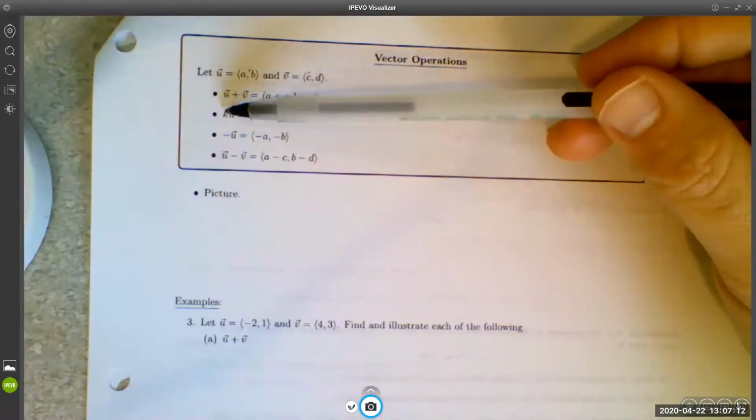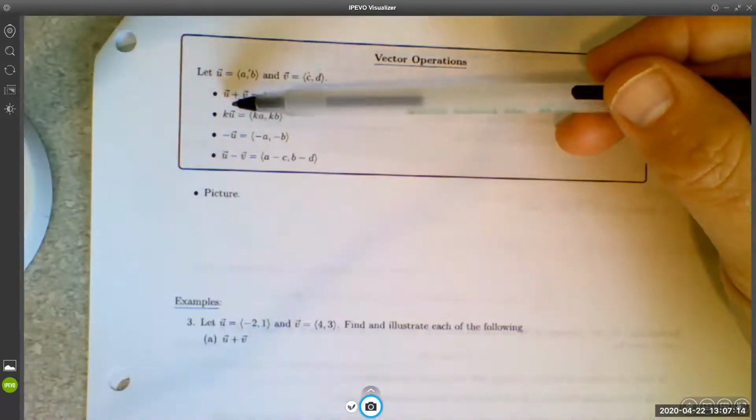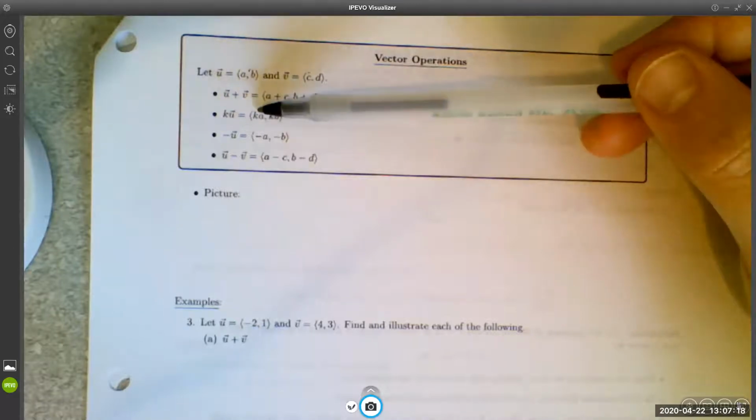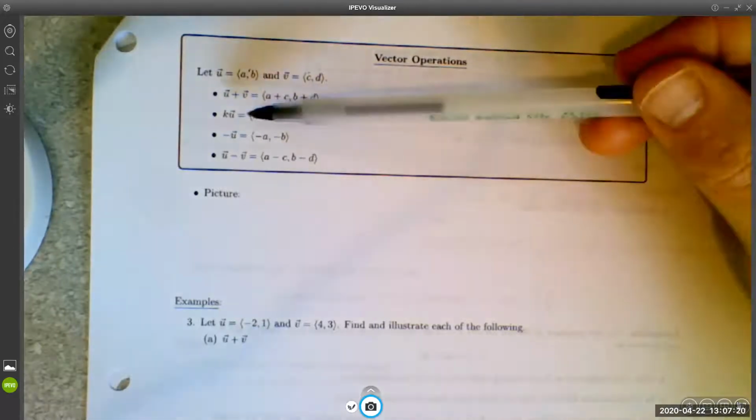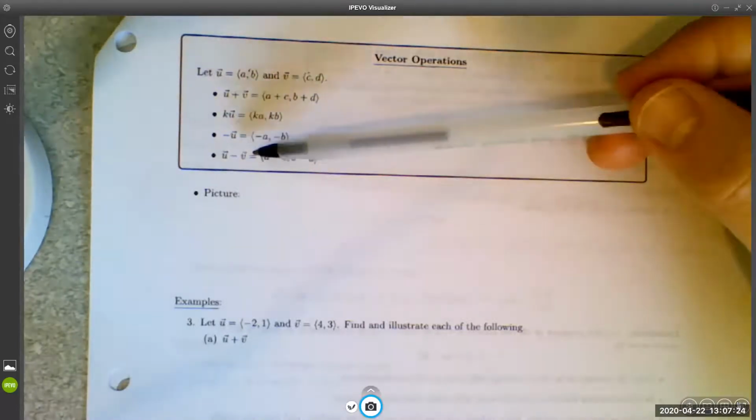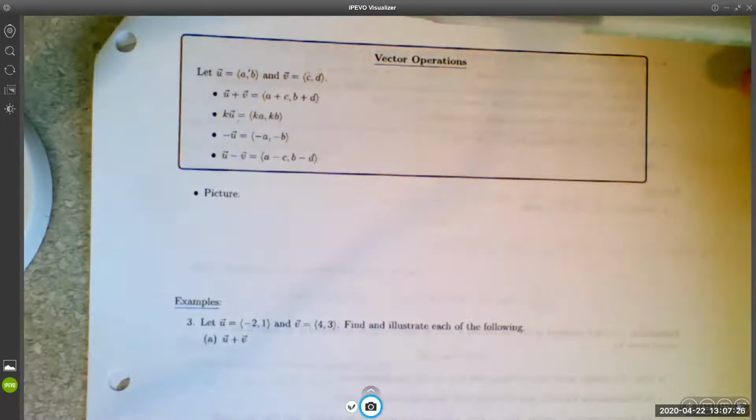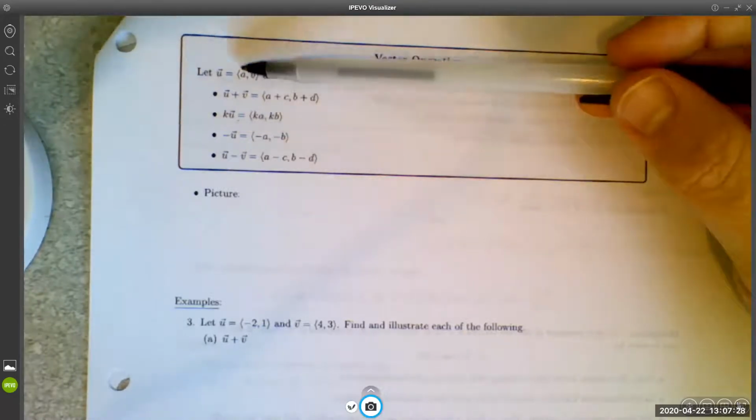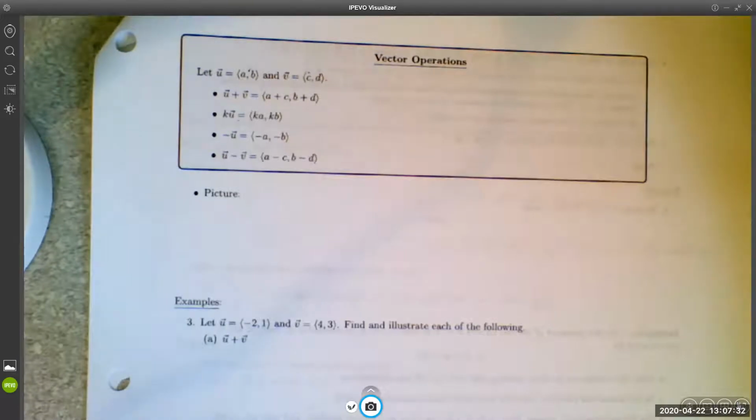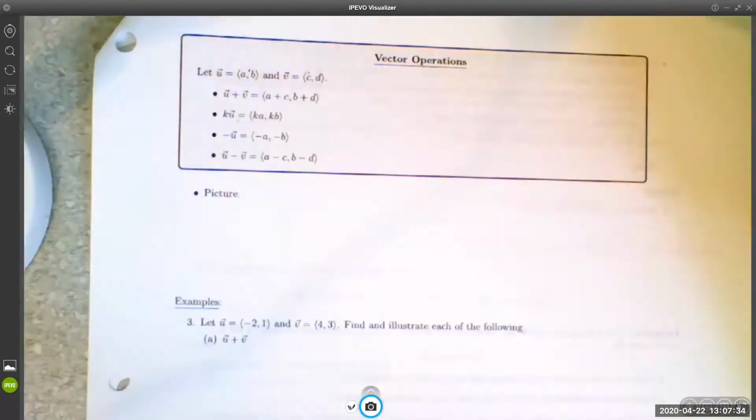If you're multiplying by a scalar k, well, then you just distribute that to the components, right? So k times u is just ⟨ka, kb⟩. Same thing with a negative, right? You just distribute the negative. And same thing with subtraction, right? You just subtract components. So u minus v is going to be ⟨a minus c, b minus d⟩. So really no mysteries. It works exactly the way you think it should.